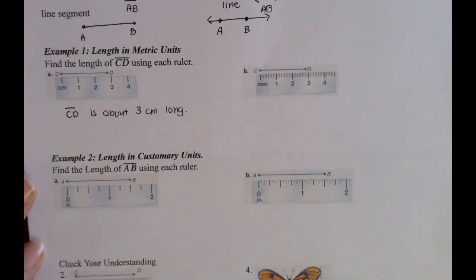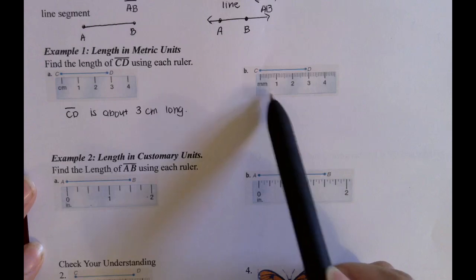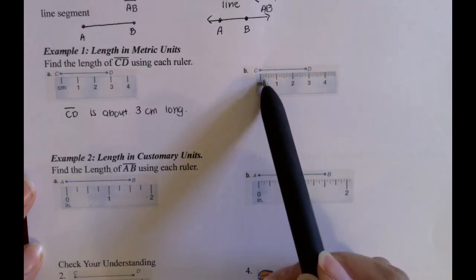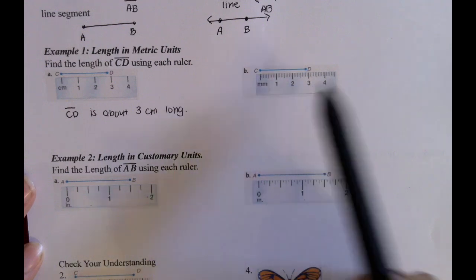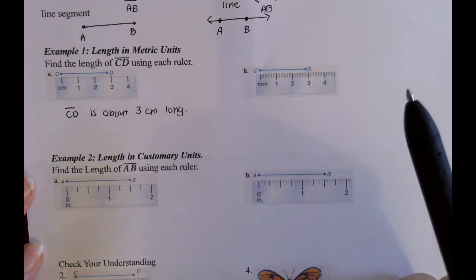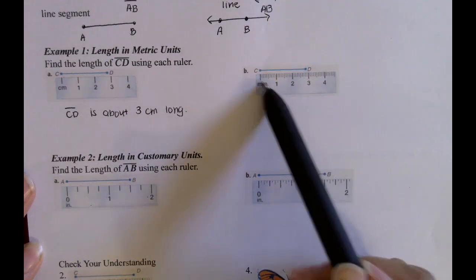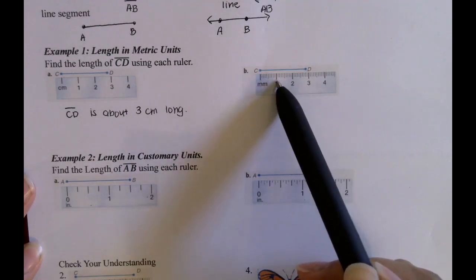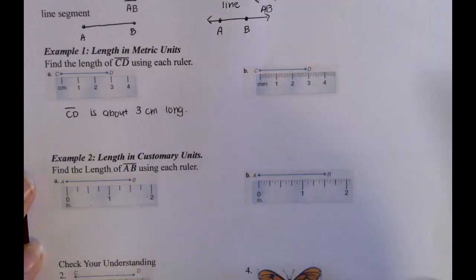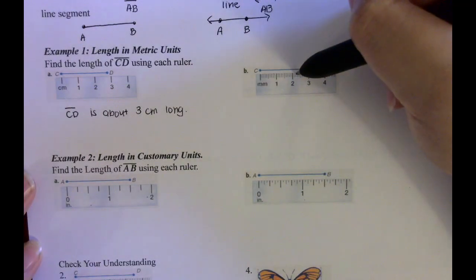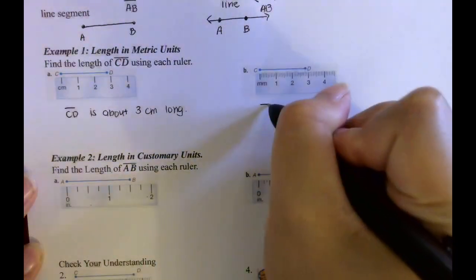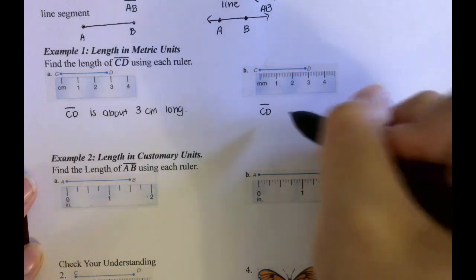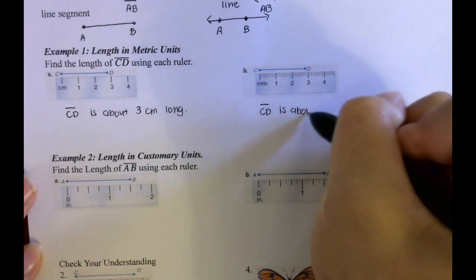So here with the next one, for B, we can see that it's in millimeters. Each small line is in millimeters, and each big line here is for centimeters. What we can see is that there are 10 millimeters for each centimeter. There's 10 little tick marks here. So CD is about 20, 1, 2, 3, 4, 5, 6, 7, 8, 28 millimeters. So here, CD is about 28 millimeters.